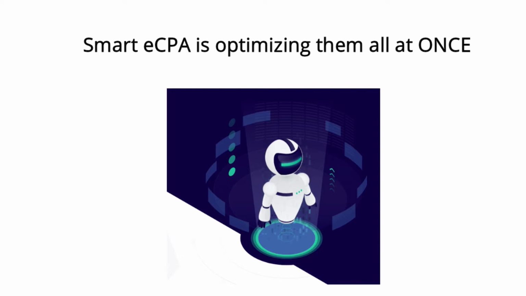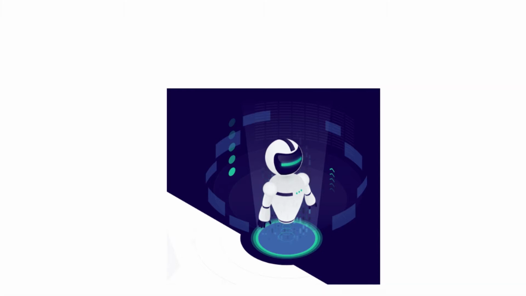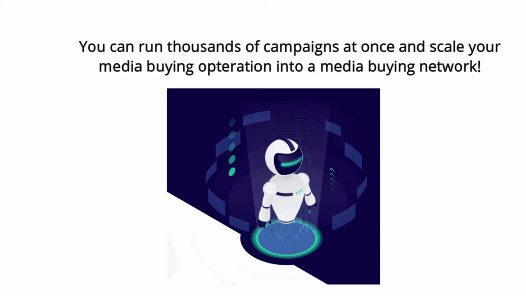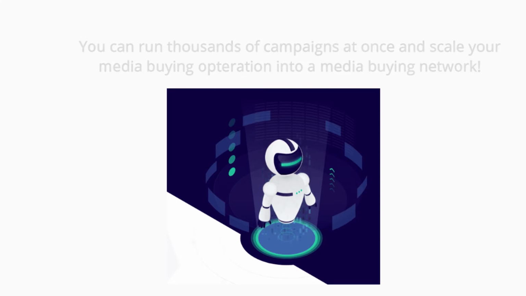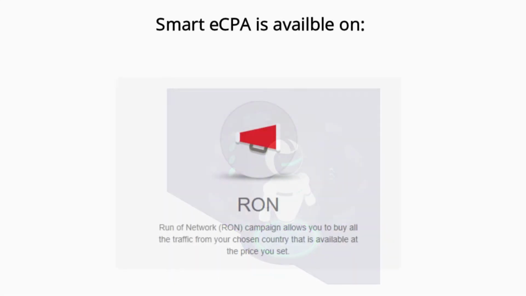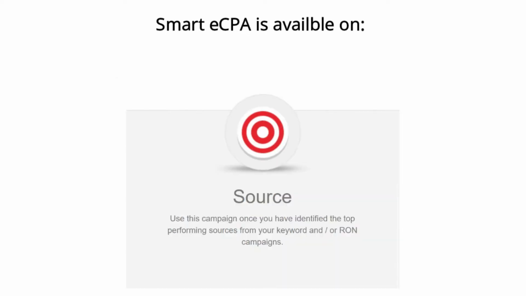Plus, it saves you a lot of time you can devote to getting new offers and running more campaigns. So you can run thousands of campaigns at once and scale your media buying operation into a whole media buying network. Smart eCPA is available for premium pop run on the network, source, and multi-geo campaigns.